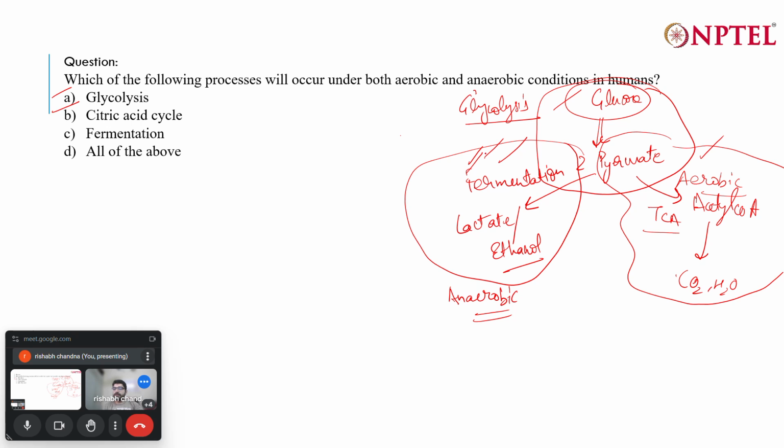And for aerobic organisms, fermentation will not happen, but the glucose will directly be involved in the TCA cycle. So this is a common step, glycolysis, that happens for both anaerobic and aerobic conditions. Okay, so the correct answer is option number A. Is the explanation fine?